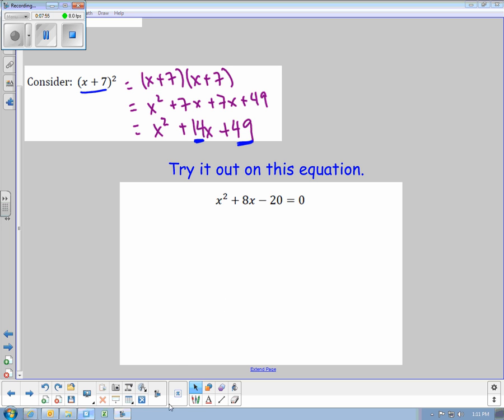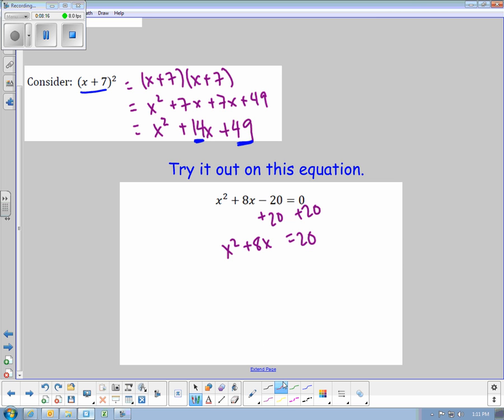Okay, so we're going to give it a try with this one that we see here as an example. X squared plus 8x minus 20 is equal to 0. So going through those steps, the first thing that I need to do is get rid of the c that's already there. I want that 20 to go away. So I'm going to move 20 to the other side. So I have x squared plus 8x equals 20.